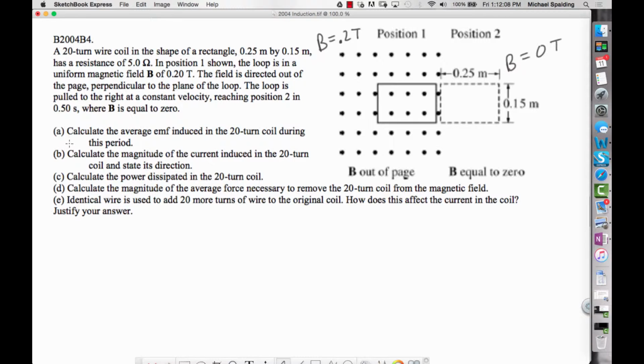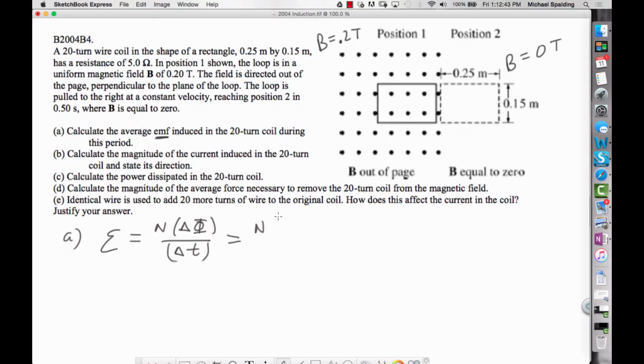All right, with this info, we want to calculate the average EMF, which is voltage, induced in the 20-turn coil during this period. To do the first calculation, we're going to use the equation for induced voltage, which is E equals N, the number of loops, times the change in flux over the time. For this problem, the easiest way to find the change of flux is simply to look at it like this.